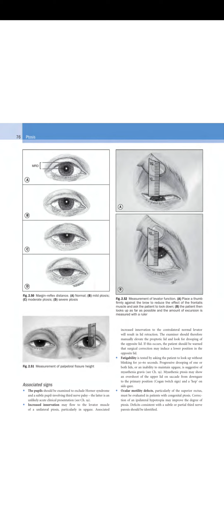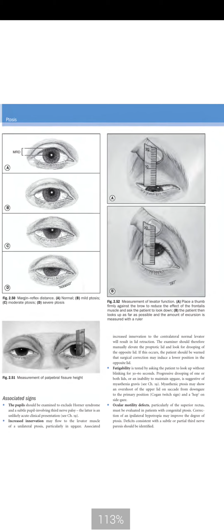And so in that case, you correct the superior rectus weakness first, and if there is a hypotropia, you correct the hypotropia first, then you correct the ptosis. So that is why it is important to check for ocular motility defects in cases of ptosis.